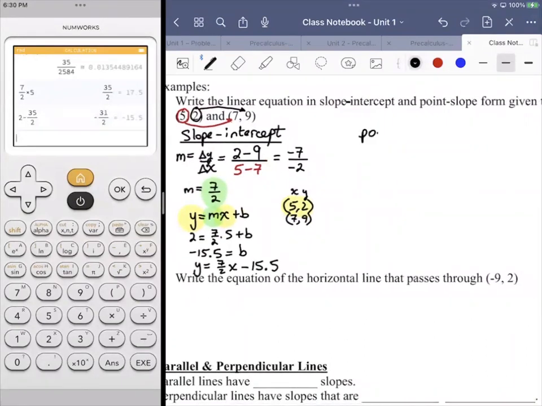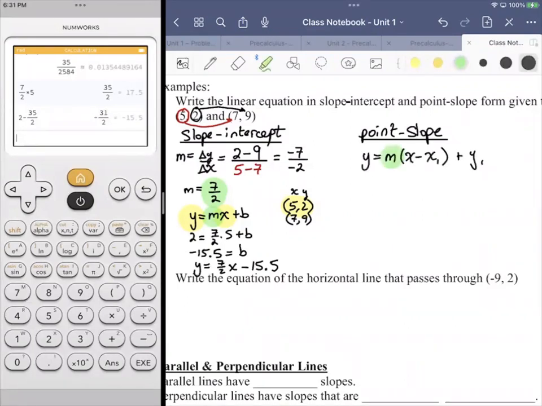Point slope form. We don't really have to go back to scratch here, because we already computed the slope. I'm not going to just pretend that we didn't and do it all again. So we can jump right to the form. Point slope form, y equals m times x minus x sub 1 plus y sub 1. All right, so we know our slope. When we write an equation in point slope form, all I need to know is the slope and any point on the line.